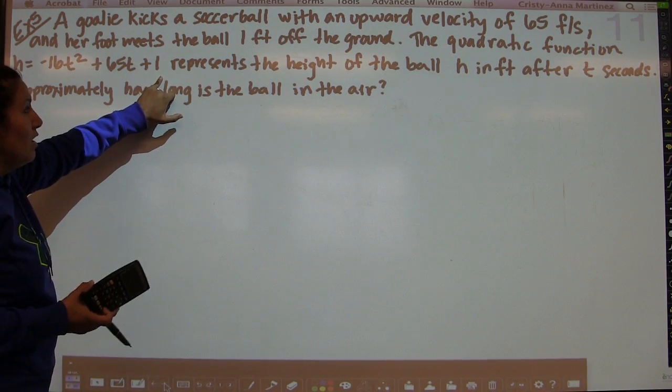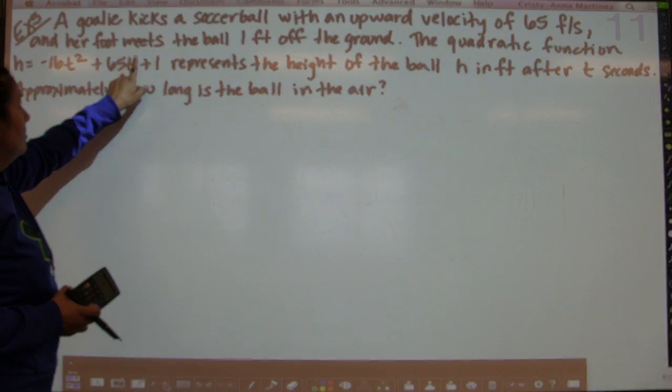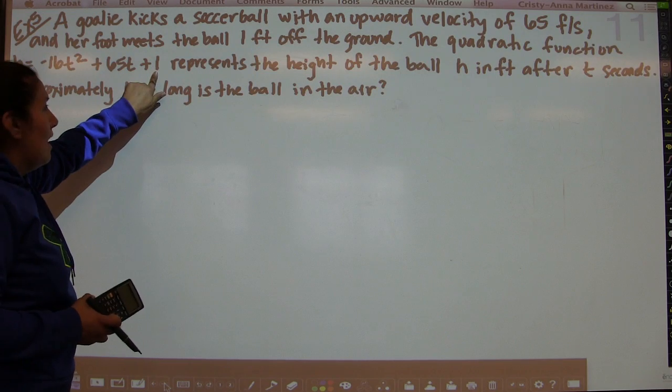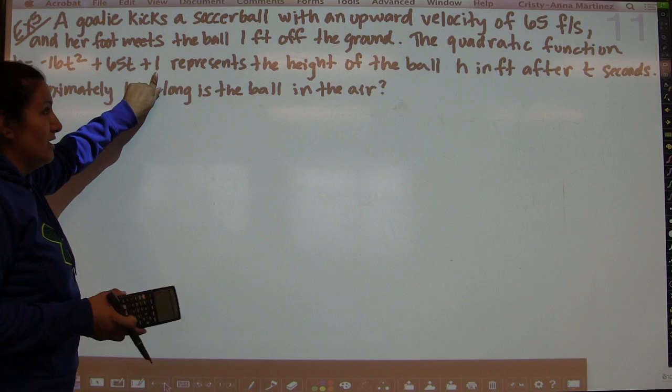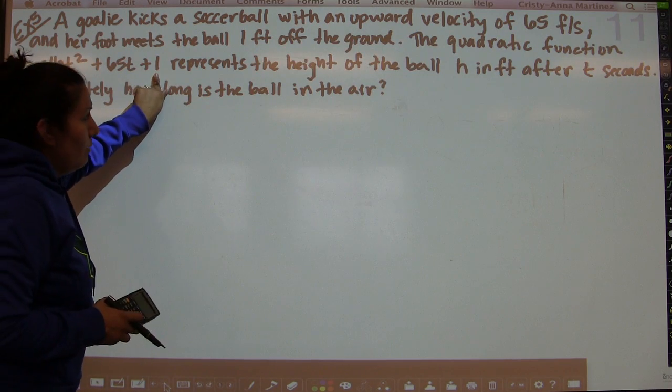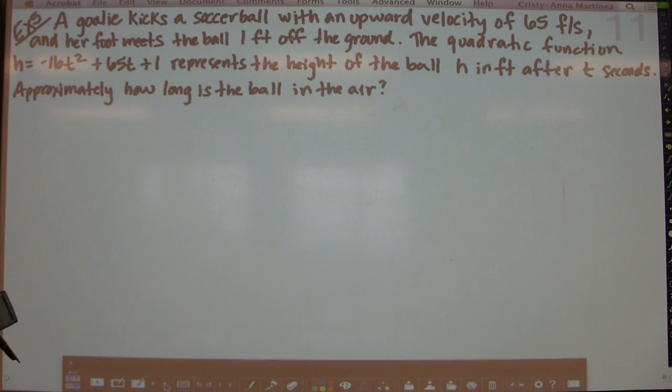I just want you guys to be clear that the upward velocity goes here, and the distance off the ground goes here. And that's important because in the do-it-yourself question, you're going to have to include those values for yourself. The problem's going to change a little bit, but I want you to know how to get those values. So this function represents the height of the ball, h, in feet after t seconds. So h represents the height, and t is for seconds, so time. Approximately how long is the ball in the air?